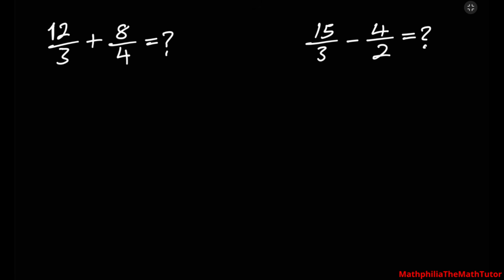So as we see on the board, we have fractions here. For example, 12 over 3, 8 over 4. We have 15 over 3. We have 4 over 2. So these are also fractions. Or in other words, we call fractions rational numbers.